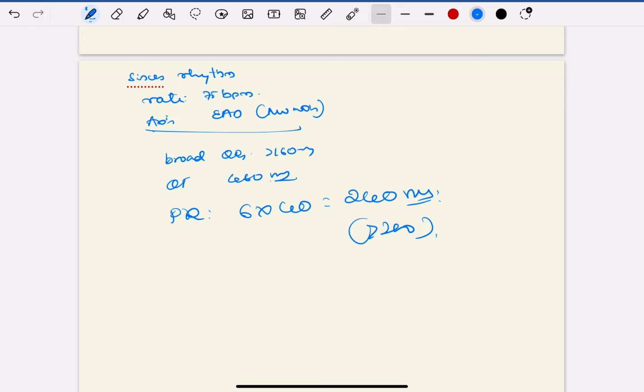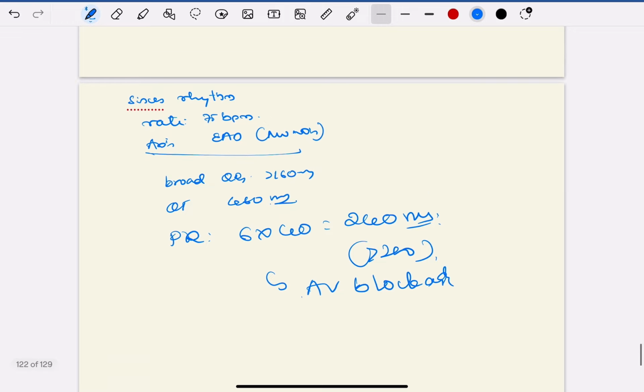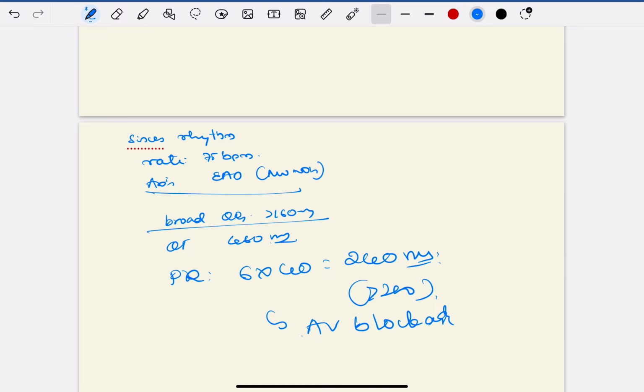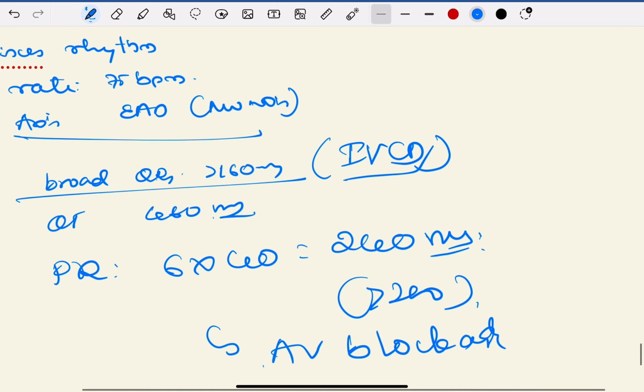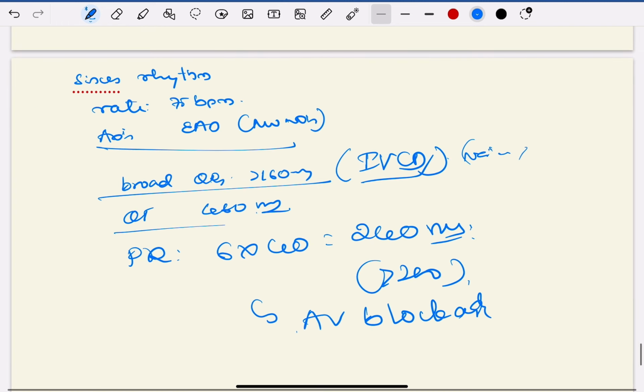That suggests AV blockade, and there is a prolonged QRS, which means intraventricular conduction delay is there. That suggests sodium channel blockade, and the QT interval is prolonged, which means there is potassium channel blockade.